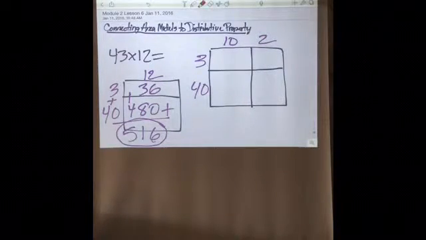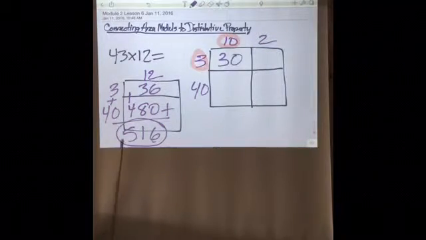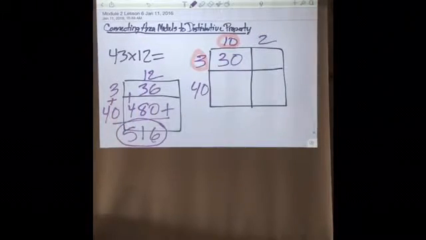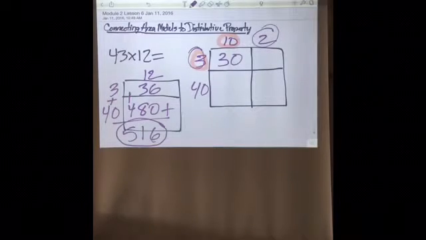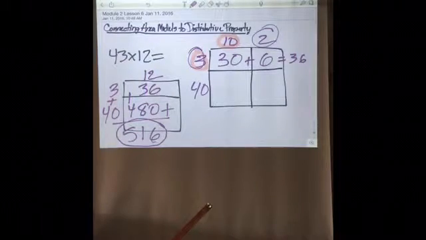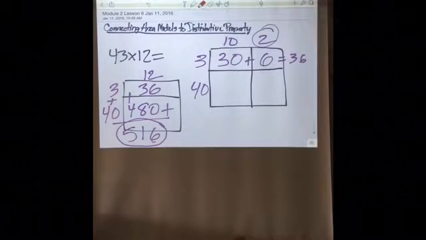Now I'm going to say 3 times 10 is 30, just like I had done with this, right? And then I'm going to say 3 times 2 is 6. Now if we add those two together, we're going to end up with 36, huh? Pretty easy, huh? Yes, pretty easy. And then we're going to, now let me get rid of my colors a little bit here, and what are we going to multiply next?